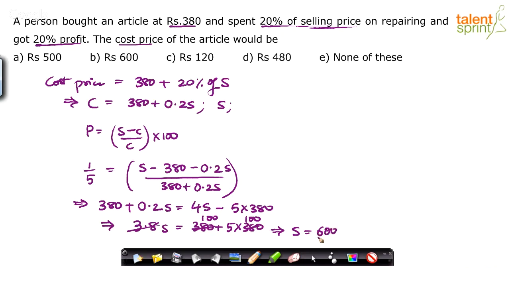Selling price is 600. Now if you have marked 600 as the answer by seeing selling price is 600, you are wrong, because the question asks us to find out the cost price. Yes or no? The question is about cost price, not about the selling price. How much is the cost price? 380 plus 20% of selling price. Now if selling price is 600, how much is 20%? 120, right? So we can say in the next step that the cost price C is equal to 380 plus 0.2 into 600. Now 0.2 into 600 is 120. 380 plus 120 is 500. So option A, 500 will be the answer.